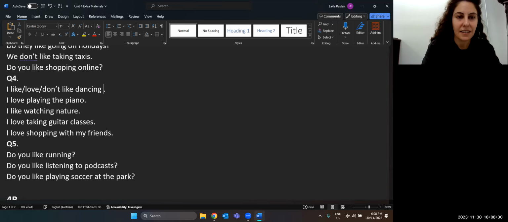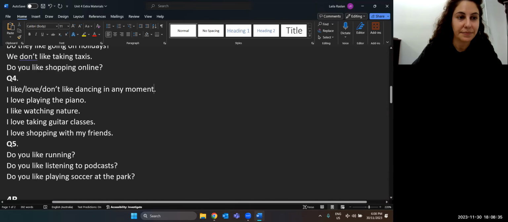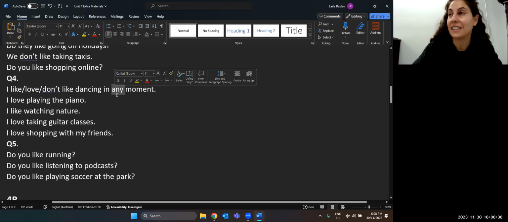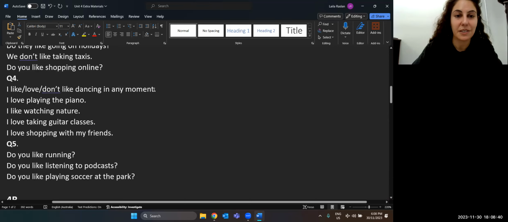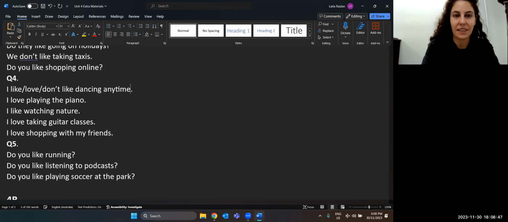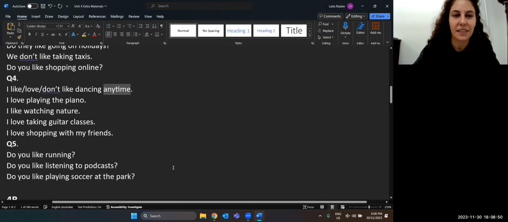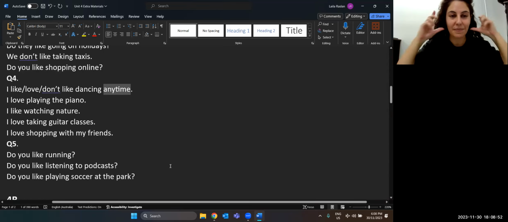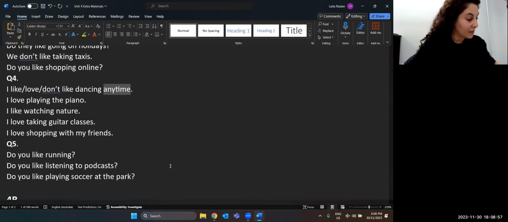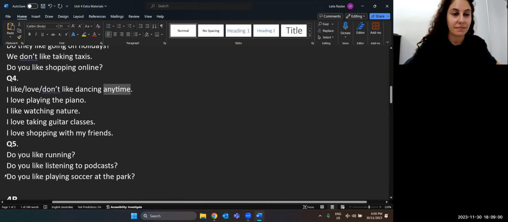I love dancing in any moment. That's how we say it, in any moment. It's more common to say, I love dancing anytime. Anytime is more common. It just means anytime, like always. So we've got to pick. I love playing the piano.